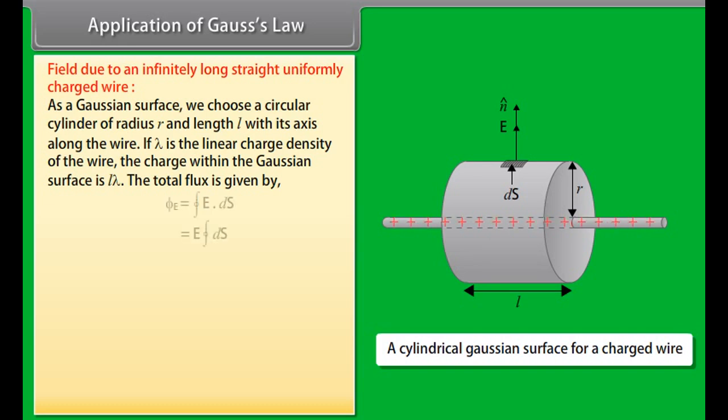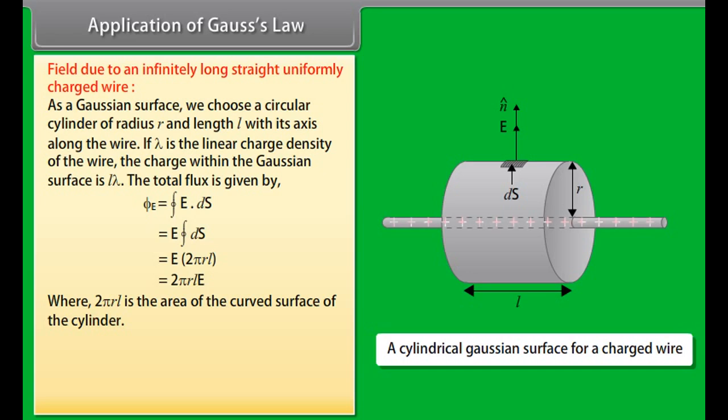We know that phi E is equal to the integration over a closed surface of E dot ds, which equals the product of E and 2 pi r L, where 2 pi r L is the area of the curved surface of the cylinder. According to Gauss's theorem, we get the electric field at any point at a radial distance r from the wire as lambda divided by 2 pi r epsilon naught.